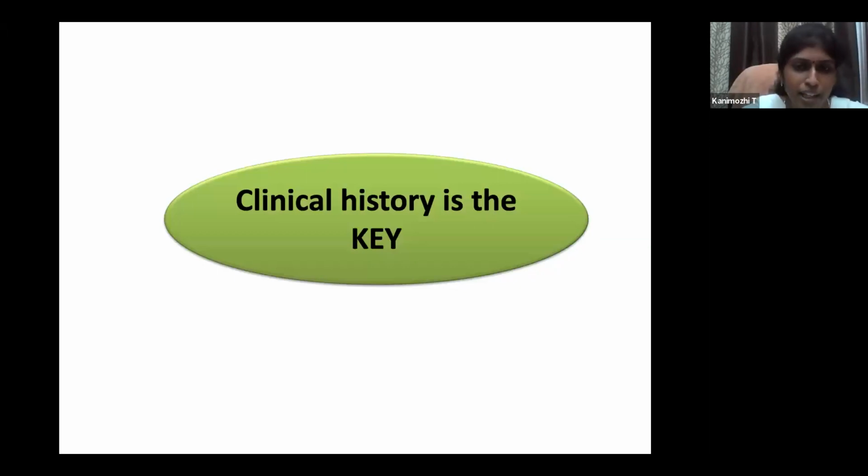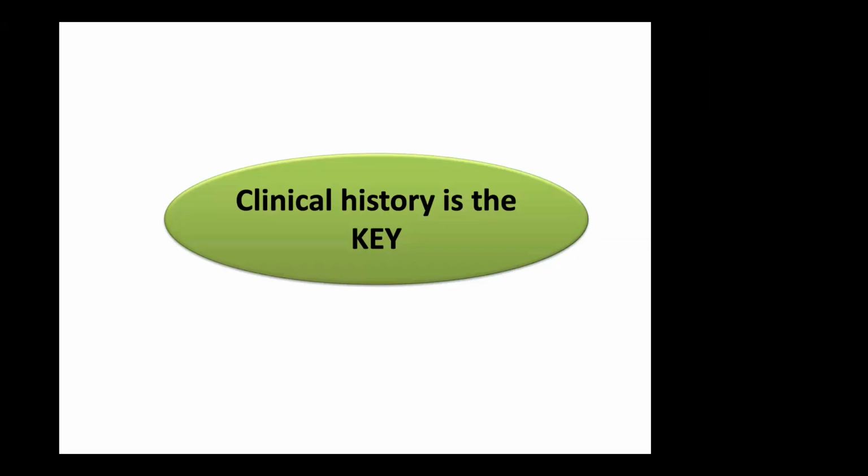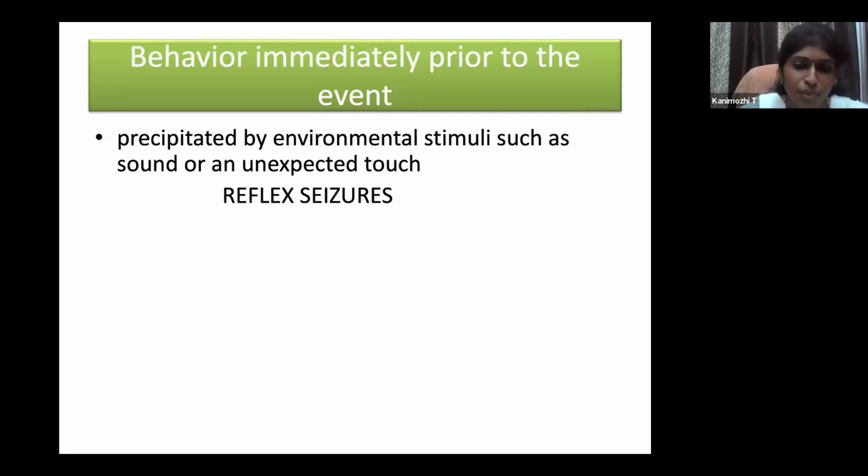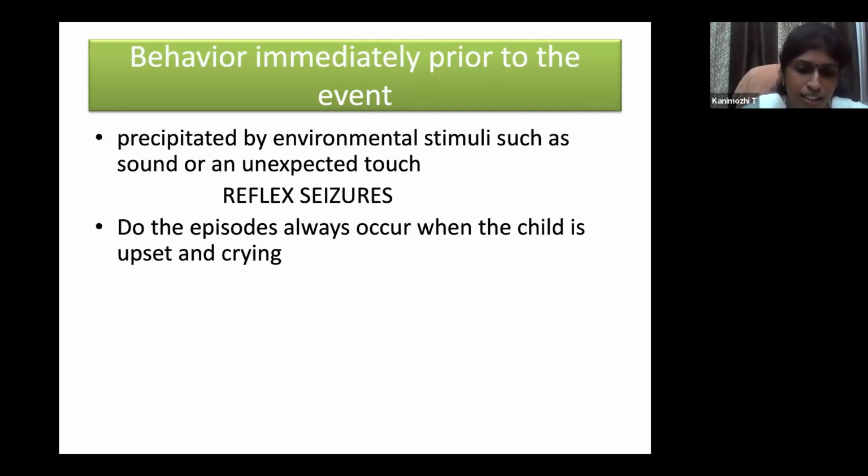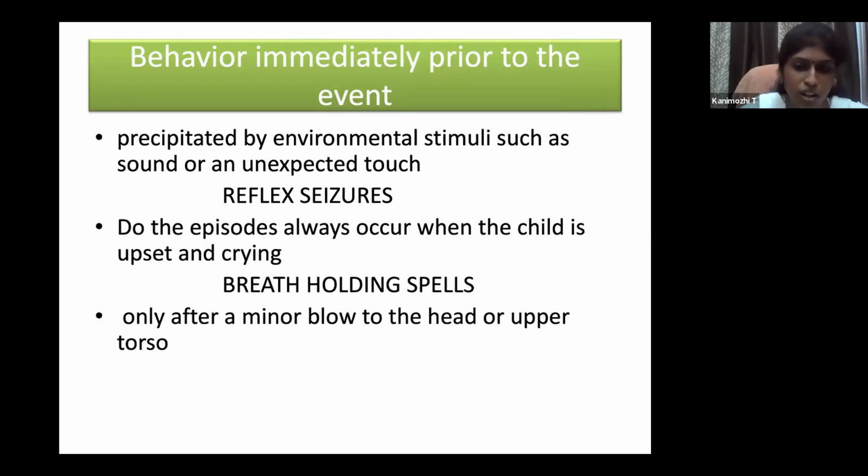So immediately prior to the event, if there are any precipitating factors like a light or a sound seizures, and it always occurs when the child is upset and crying, then always think about breath holding spells. And only after a minor blow to the head or to the upper torso, then consider a pallid infantile syncope. This is a common scenario that we can see in the home or even in the schools. Like when you give a minor blow to the upper part of the body, they suddenly fall.